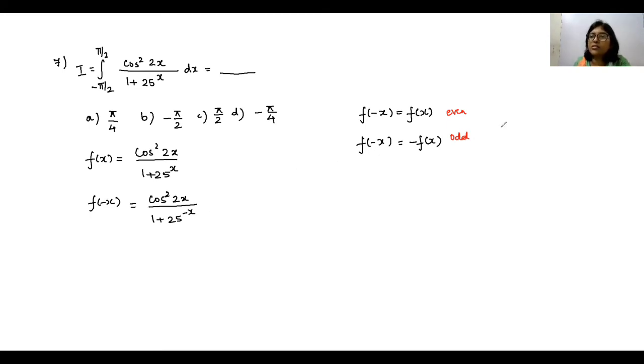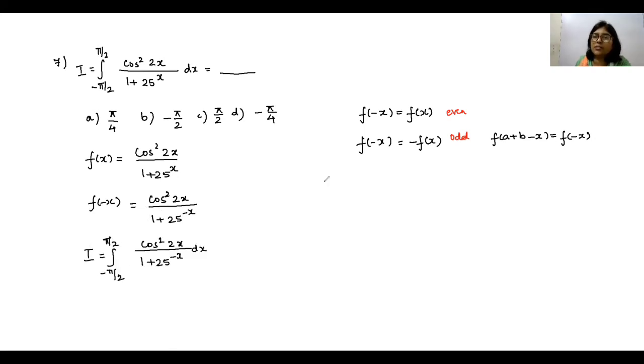In that case, we apply f of a plus b minus x. And here minus pi by 2 plus pi by 2 is going to be 0, 0 minus x. So minus x. So in fact, when we apply a plus b minus x, here the function is going to become f of minus x. Let us put it down from here.